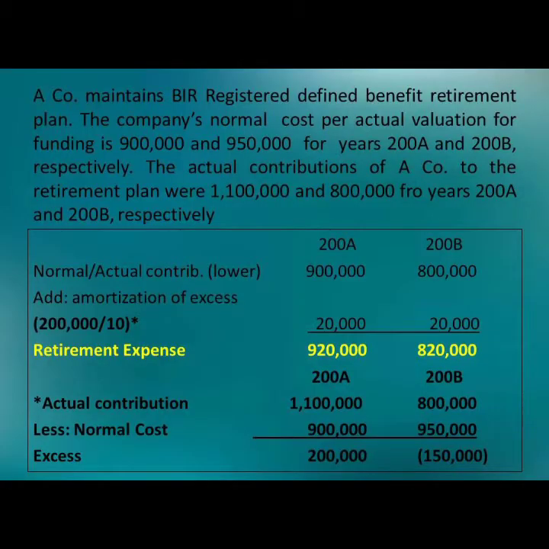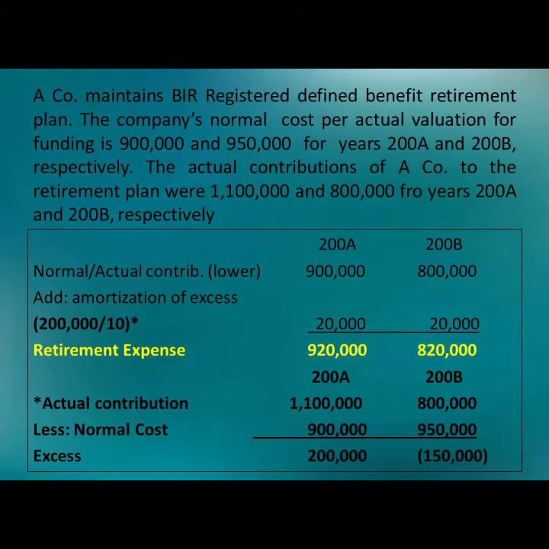So we have a problem for that. A corporation maintains a BIR-registered defined benefit retirement plan. The company's normal cost per actuarial valuation for funding is 900,000 and 950,000 for the current year and the previous year, respectively. The actual contributions of the corporation for the retirement plan were 1,100,000 and 800,000 for the current year and the previous year, respectively.